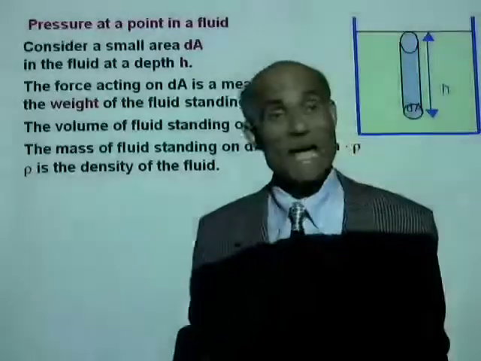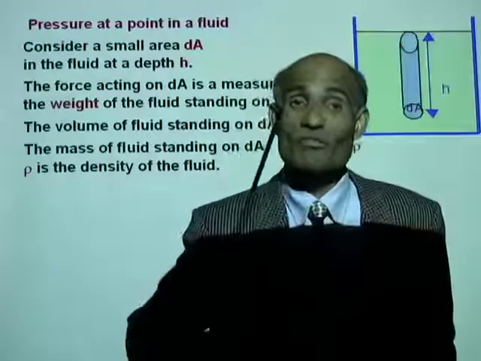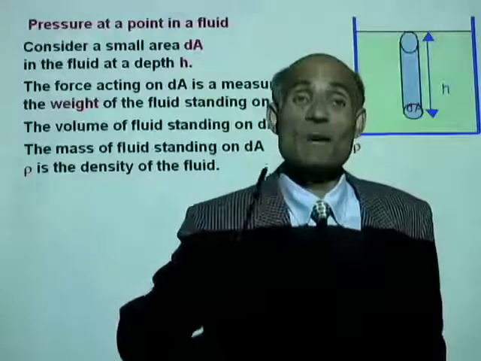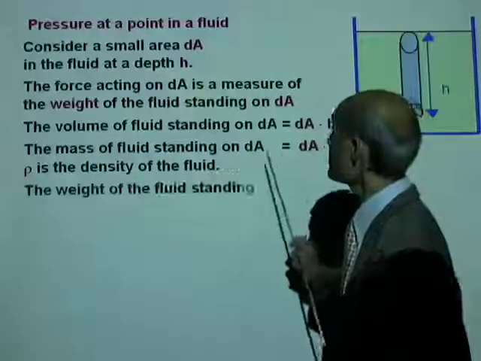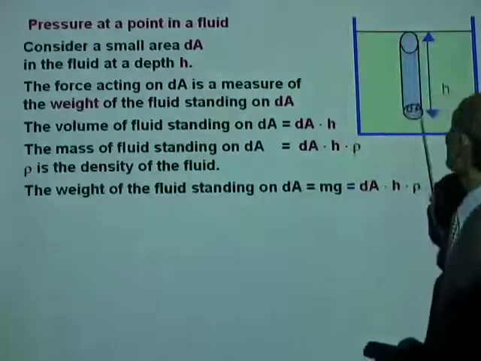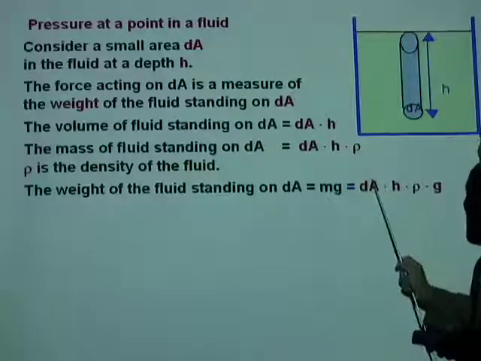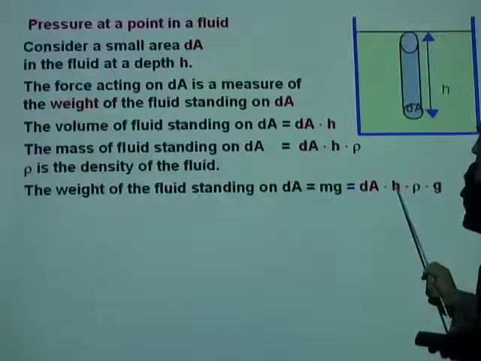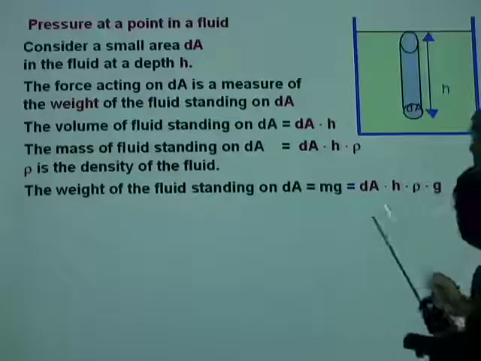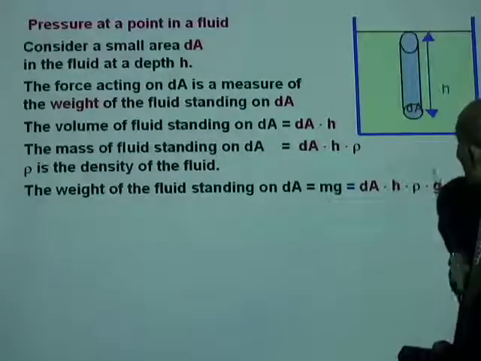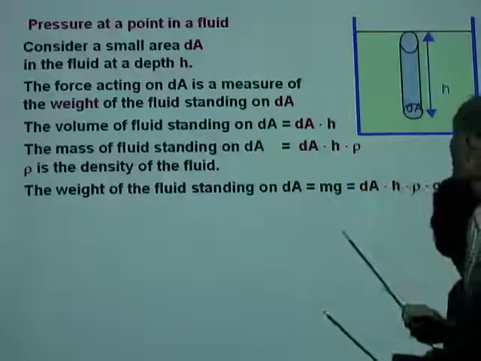Well, once you know the mass, how do you find the weight? Weight of an object of mass m is mg newtons. Is that right? Yes. So what is the weight of the fluid standing on this area dA? It is the mass, dA times h times rho, multiplied by g.